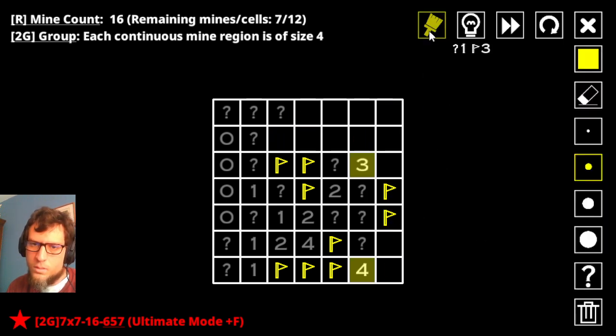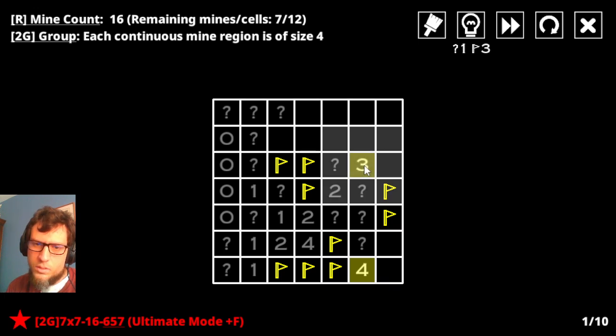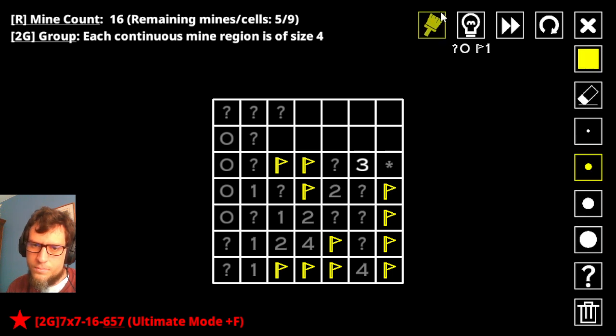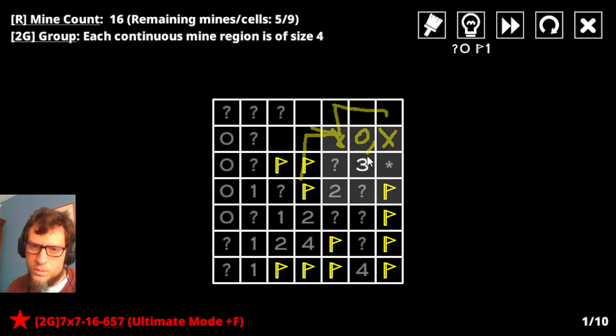Okay. This 3. Oh, this 4. Okay, nice. Where is the forced mine? Obviously, if that isn't one, it would force both of these, which is a problem. They can't connect to each other, and this can't connect to that either, so yeah. Okay, sure.